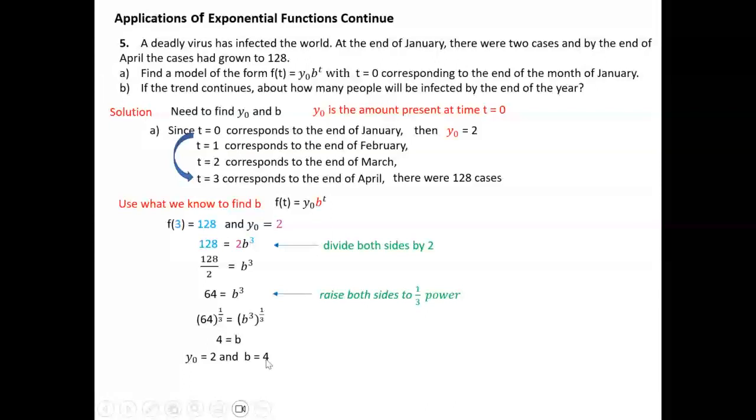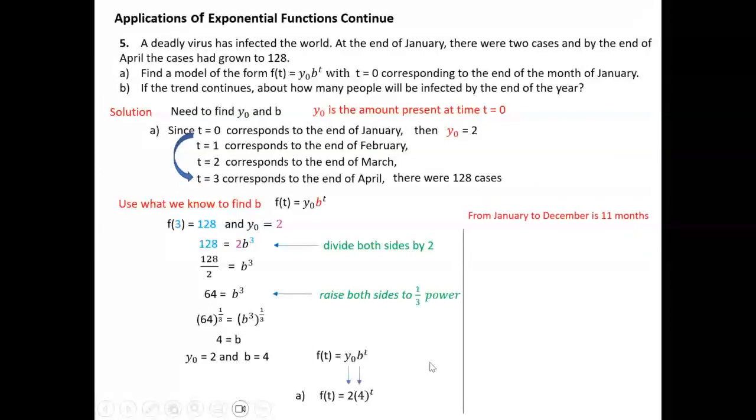So I have my y naught and I have my b. Plug them into the formula. So this is the answer for A. F of t equals 2 times 4 to the power of t. This is my y naught and b.